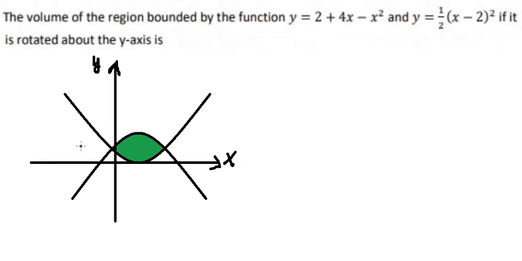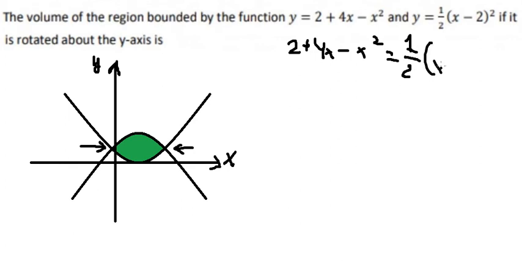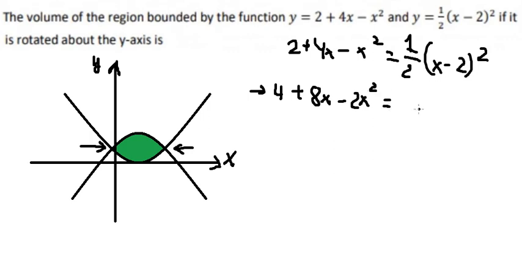Now we need to find the intersection here and here. So we have y and y. So we have 2 plus 4x minus x squared equals 1 over 2 times (x minus 2) to the power of 2. So number 2 we put in here, and then we have 4 plus 8x minus 2x squared. Next, we need to expand this one, so we have x squared minus 4x plus 4.